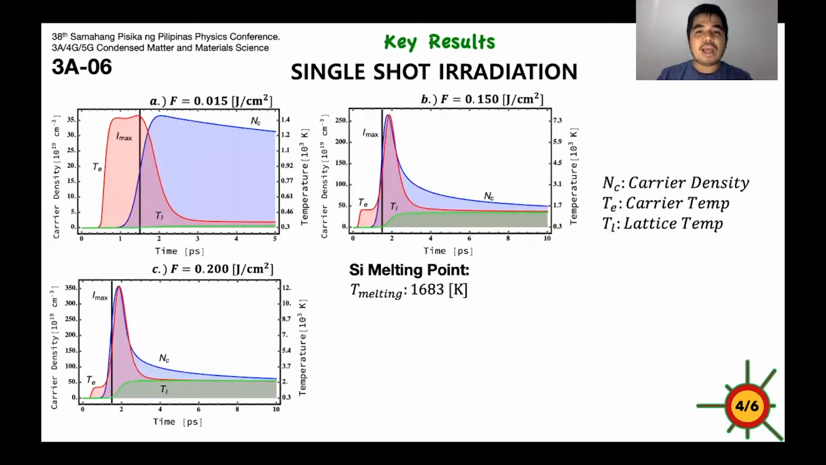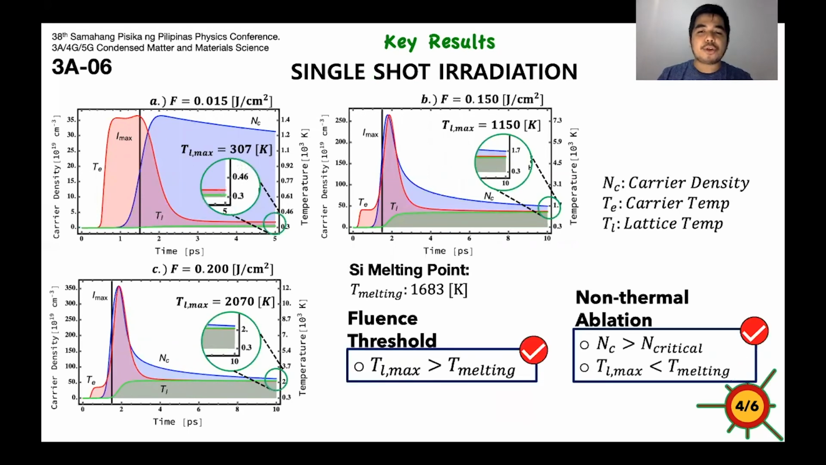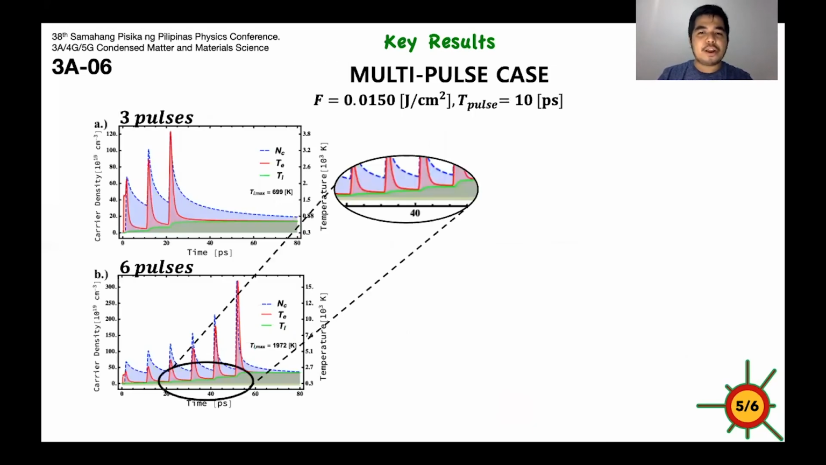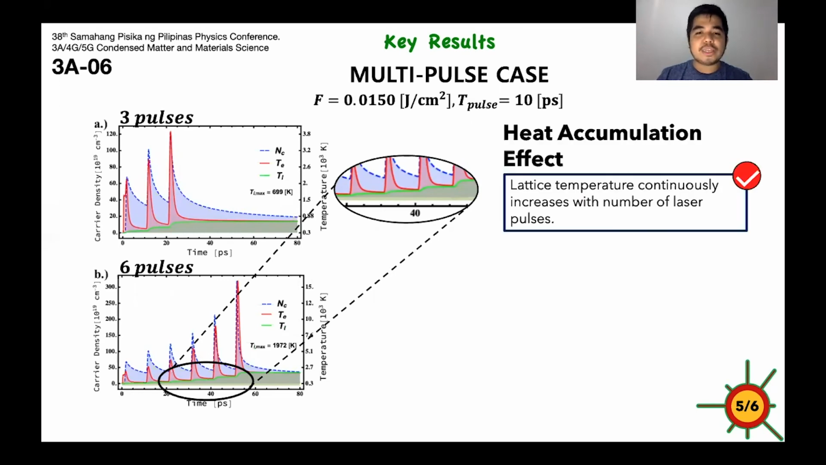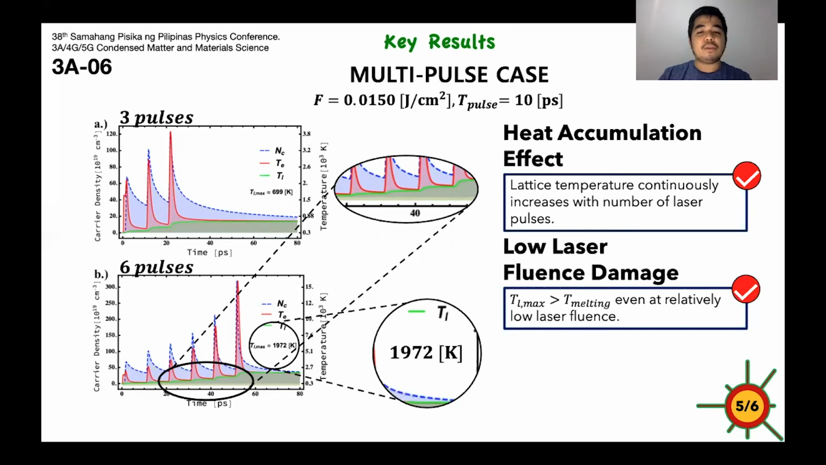Our results showed how the electron and lattice temperature evolved with time for different laser fluences. We can define the fluence threshold in non-thermal ablation by just looking at the lattice temperature and carrier density. This is in good agreement with experimental results of Allen and Spatcher. For the multi-pulse case, our simulation showed how the lattice temperature continuously increases with the number of pulses. This suggests that even at low fluence, heat accumulation can induce laser damage for high repetition pulse lasers. This could be the reason why we can ablate and deposit film of cerium oxide even at low laser fluence.